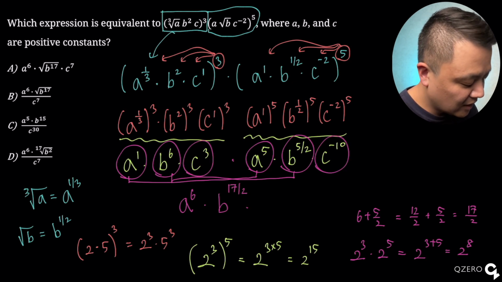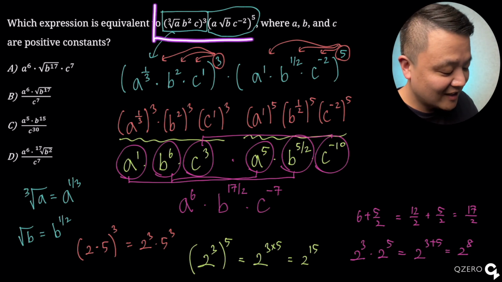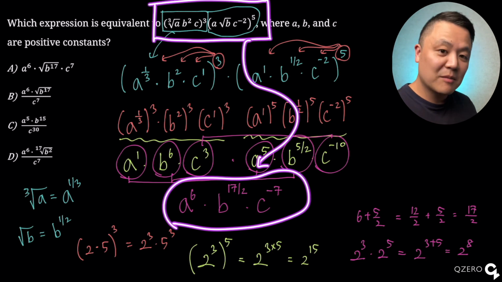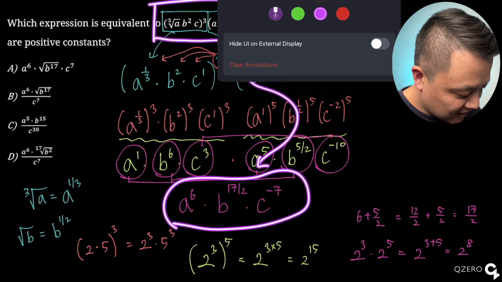And c to the 3 and c to the -10. If you combine them, you can add those powers. That's -7. The given expression got simplified into this one. And we're supposed to find an equivalent expression to this one. Let's take a look here.